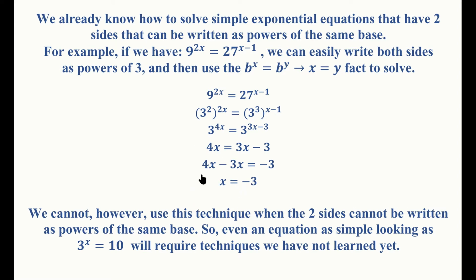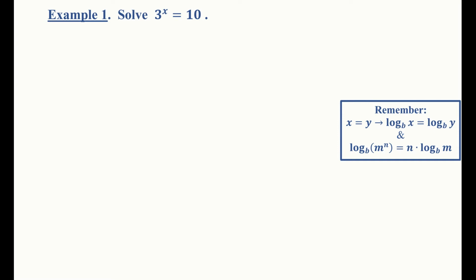Now, the process we just went through will not work with an equation even as simple as this one, 3 to the x equals 10, because we cannot write both sides of this equation using the same base. For this, we're going to have to use logarithms, as we'll see on the next screen. So we're going to need to keep in mind a couple of facts that we discussed already: that if we have x equals y, then the log of both sides must be equal, and the fact that the log of a power is the exponent times the log. So let's see how we will utilize those two facts.